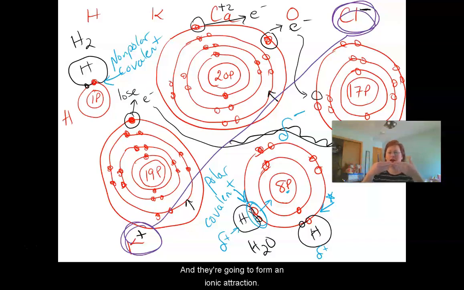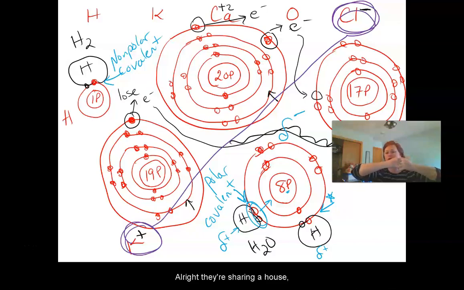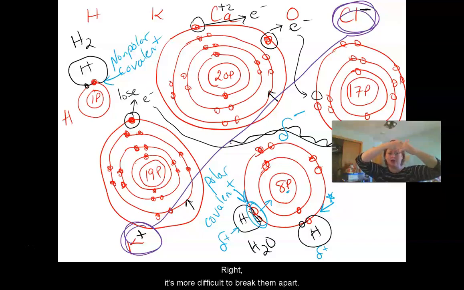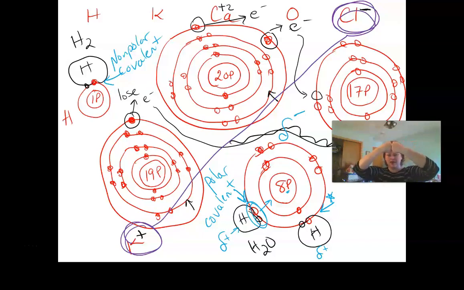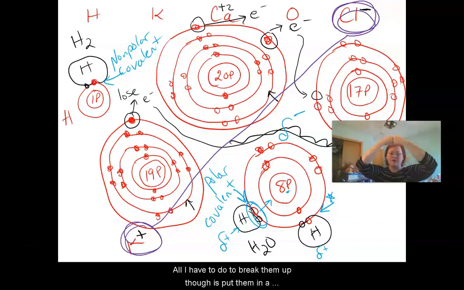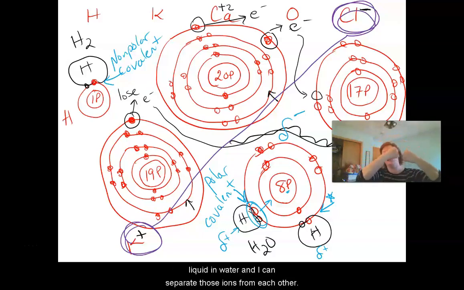and they're going to form an ionic attraction. Now, polar covalent bonds are physically sharing electrons, so they're kind of like the marriage of the bonding world, right? They're sharing a house, they're sharing a mortgage. It's more difficult to break them apart. Whereas ions are just really, really hot for each other. All I have to do to break them up, though, is put them in a liquid, in water, and I can separate those ions from each other.